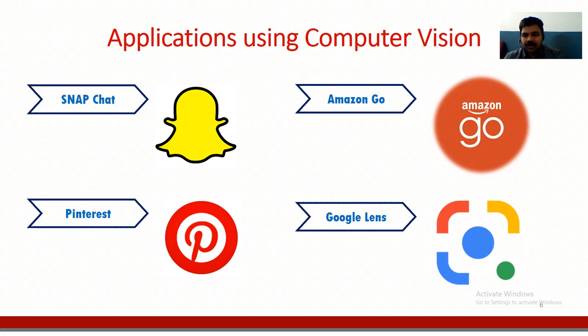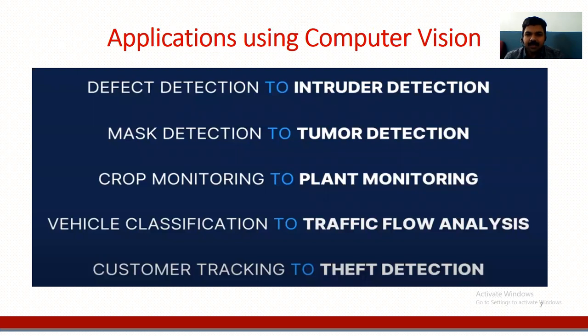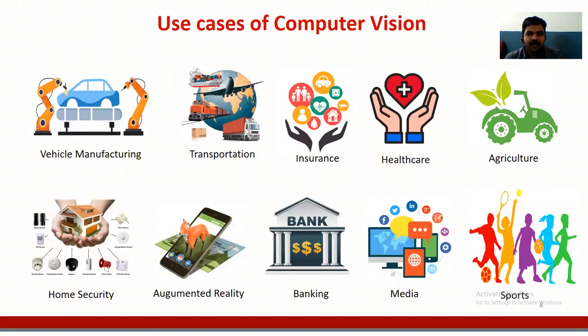So this is what happens nowadays, and Google Lens plays a major advancement in computer vision, and nowadays everything is made simple by this computer vision process. The other applications of computer vision can be used in defect detections in industries. Then it can be used in intruder detections, mask detections, tumor detection, crop monitoring system, plant monitoring system, vehicle classifications, then traffic flow analysis, customer tracking, and theft detection. So these are the dynamic applications of computer vision. So there are various use cases out there.